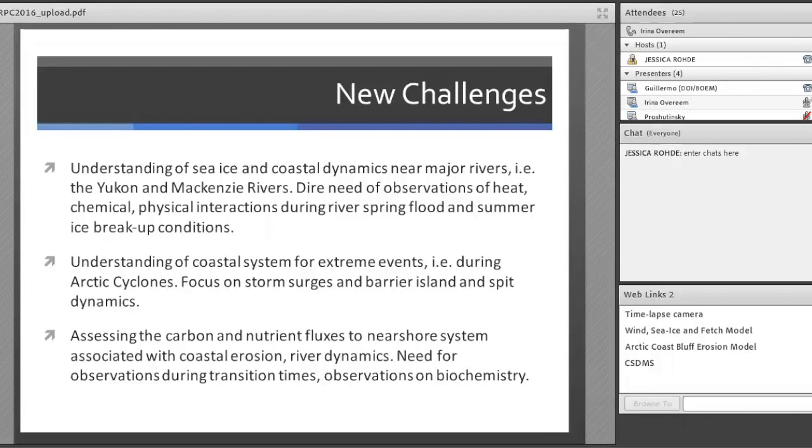And then lastly, and this is something that's being discussed quite a bit in the NASA Arctic Colors initiative, is how coastal erosion impacts carbon and nutrient fluxes to the nearshore system, and that there's quite a bit of need for observations during the transition times. So in the late fall when it's hard to get data, or in the spring season when the ice is still there, that's the time that we have these data to control our models so far. And that's about it. Thank you.